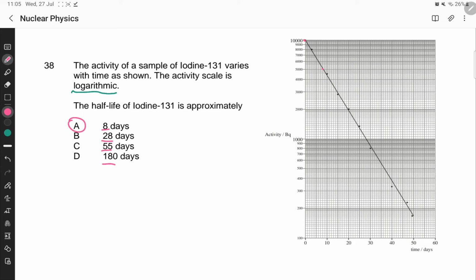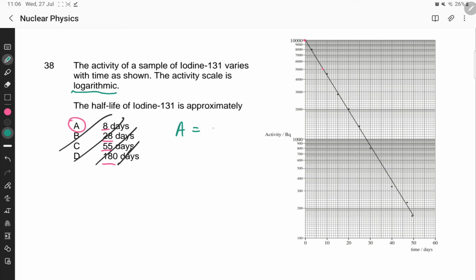However, if this comes out in a structured question, let's imagine the scenario whereby we don't have choices. We are supposed to calculate the half-life from this graph. How are we supposed to do it? Well, let's see what the log of A gives us.